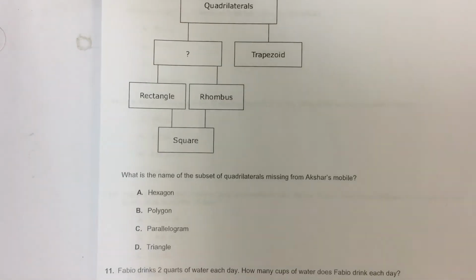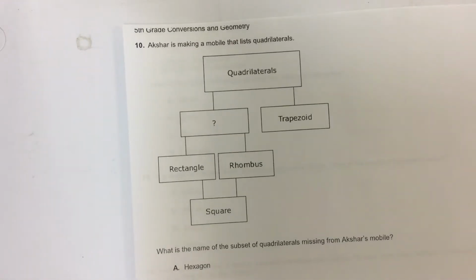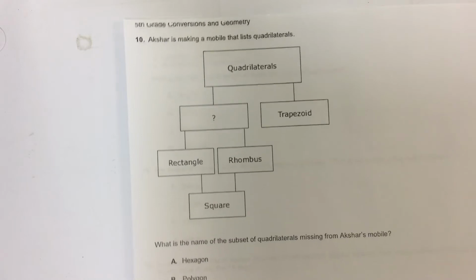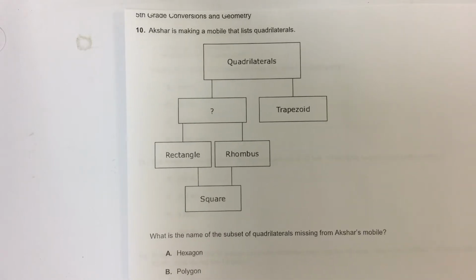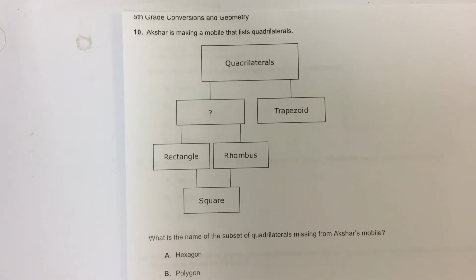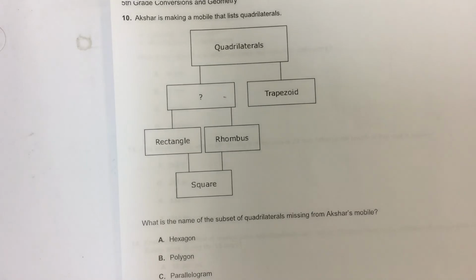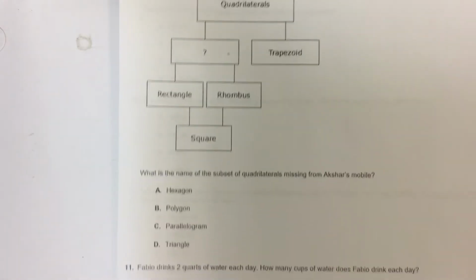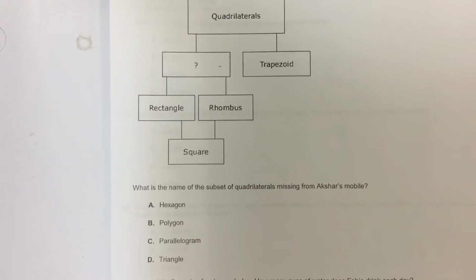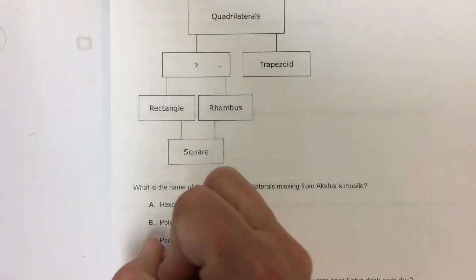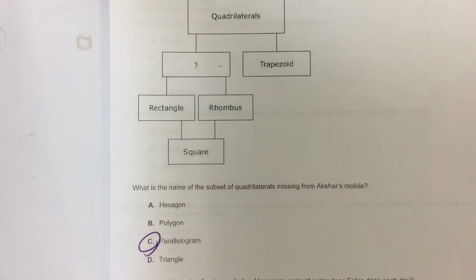All right, number 10. Akshar is making a mobile that lists quadrilaterals. What is the name of the subset of quadrilaterals missing from the mobile? So what's missing from here? Okay, the answer is C, parallelogram.